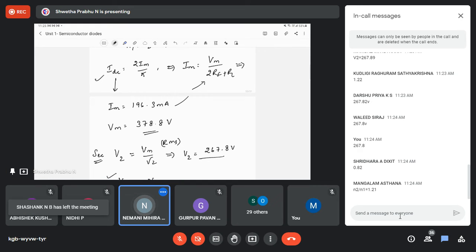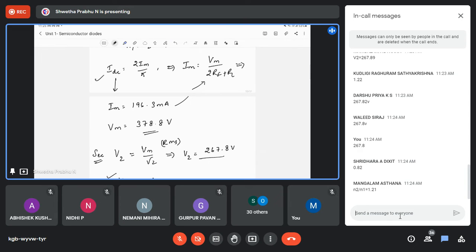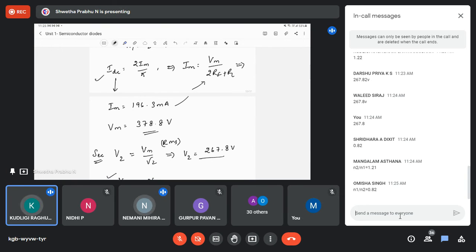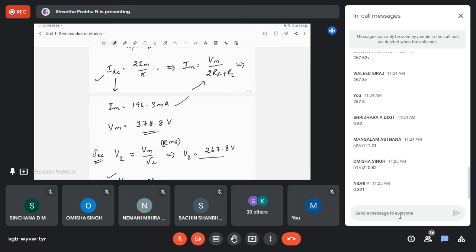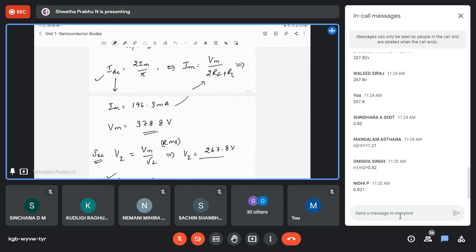Ma'am, do we have to represent N1 by N2 in fractional form or is decimal fine? Decimal is fine. Can anyone tell me how much the turns ratio is? It is 0.82. Is it 0.821? Is it 1 is to 1.22? 1.21? Yes, ma'am.